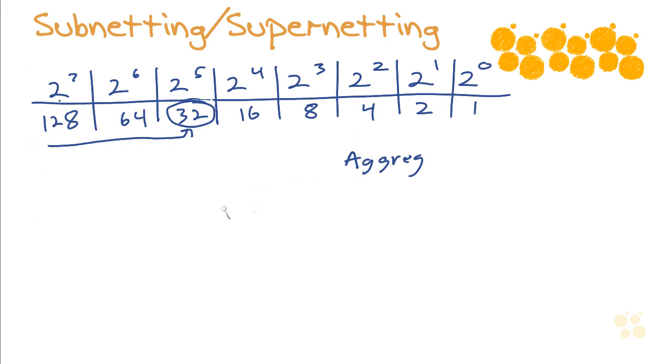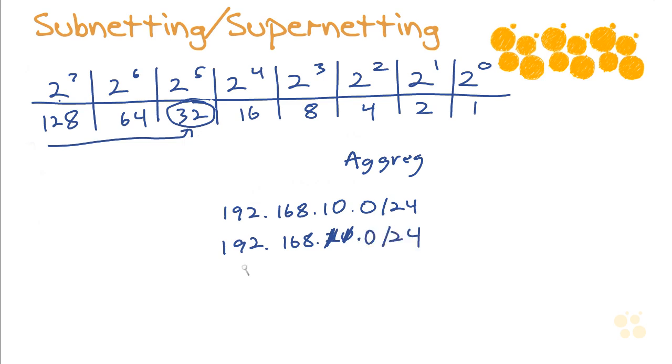Let's say we have this 192.168.10.0/24, and we have in our routing table, for instance, 192.168.11.0/24, and then 192.168.12.0. Okay, so we have the .10, .11, .12 in that third octet. Is there a way that we could represent all 3 of these as a supernet or an aggregate? And the answer is, yeah, we can.